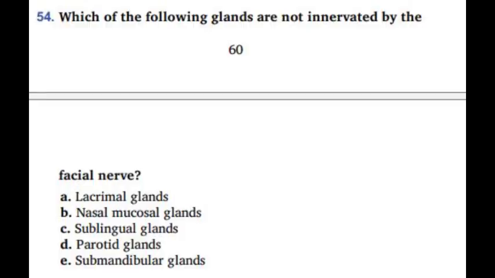Question 54. Which of the following glands are not innervated by the facial nerve? So remember we just said that even though the facial nerve passes through the parotid gland, it does not innervate the parotid gland. So A, the lacrimal gland, that's false. B is the nasal mucosal gland, that's false. C is the sublingual gland, that's false. D is the parotid gland, that's true. And E is the submandibular gland, that's false. So option D is the answer.